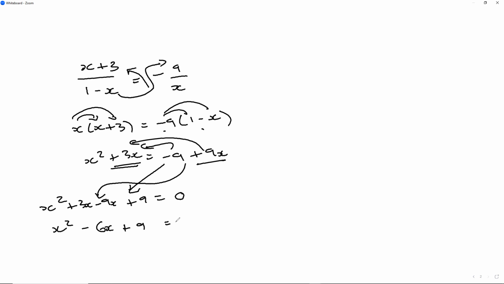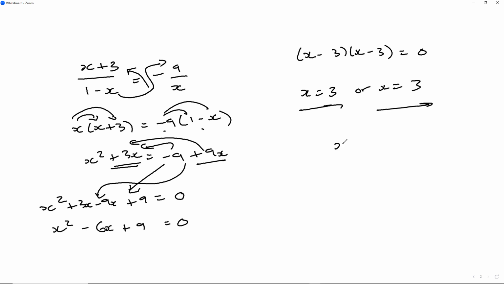And that's minus 3 and minus 3. So I got (x minus 3)(x minus 3) equals 0, because 3 times 3 is 9, negative times negative is a positive, and minus 3x minus 3x is minus 6x. So x equals 3 or x equals 3. Same thing, right? So I could just write x equals 3 as the final answer for this one.